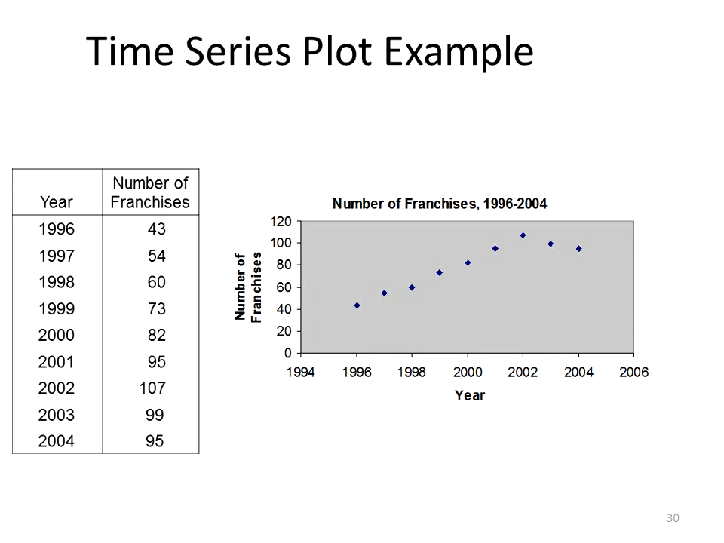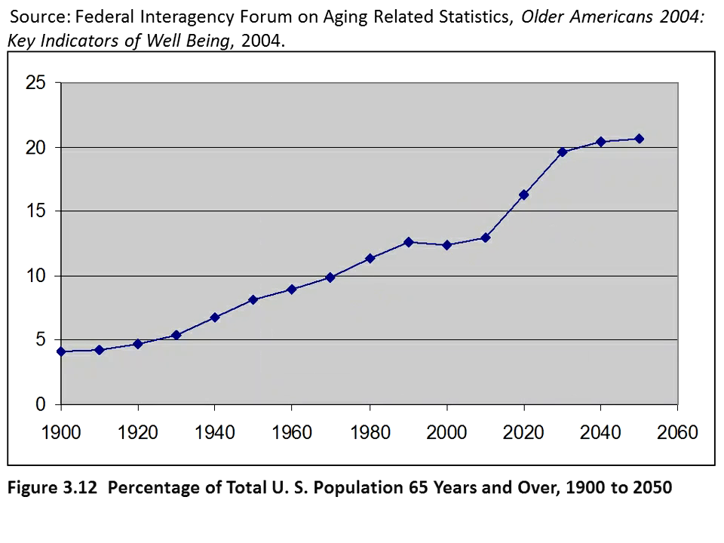Now if we take the number of franchises over the years as an example and plot them, it gives us a scatter plot as such, but for a time series, the points are joined together, so that you can see the trend that exists.